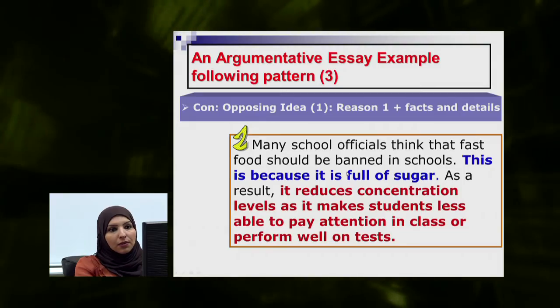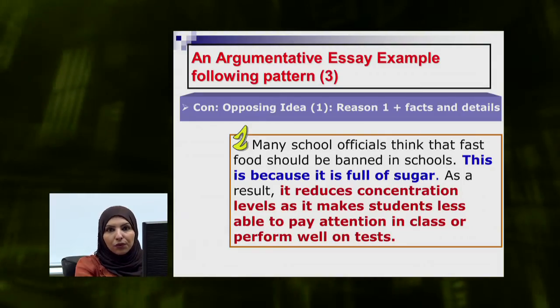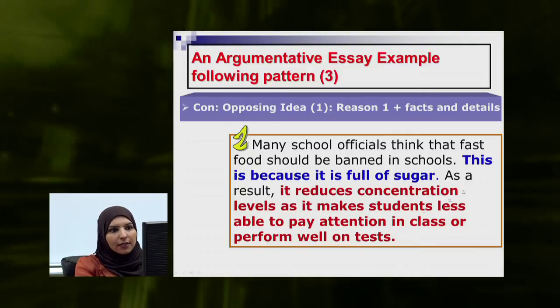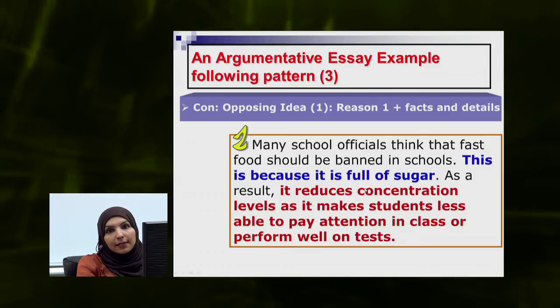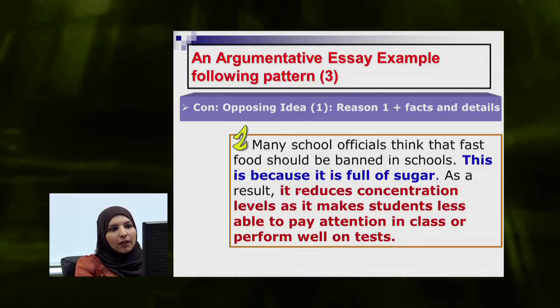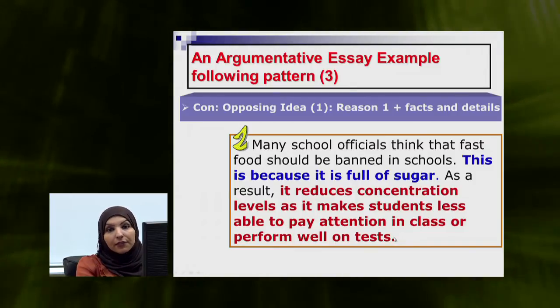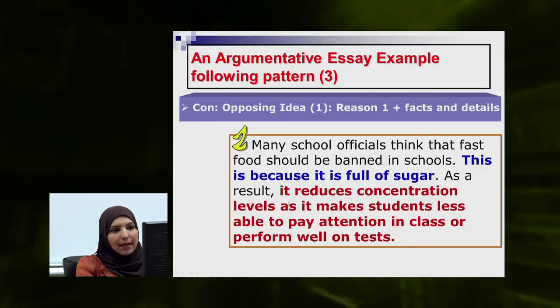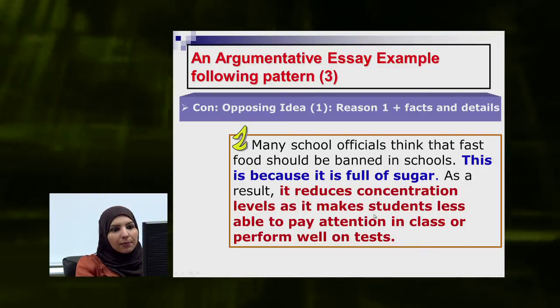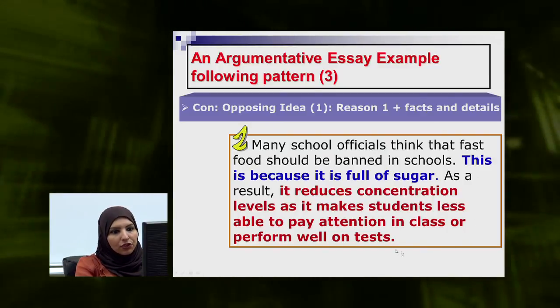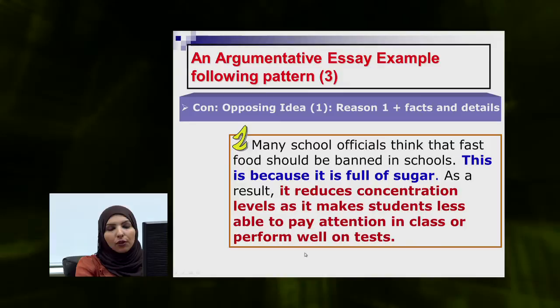Then comes the reason, or the first reason, which is this is because it is full of sugar. After that comes the details that are written in red. For example, it reduces concentration levels. It makes students less able to pay attention in class or perform well on tests.